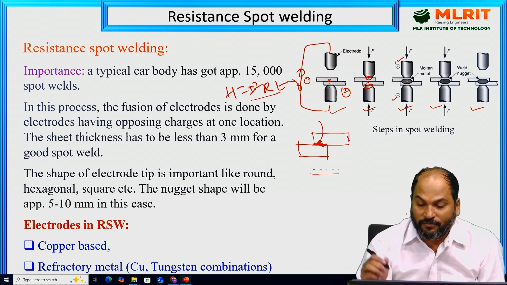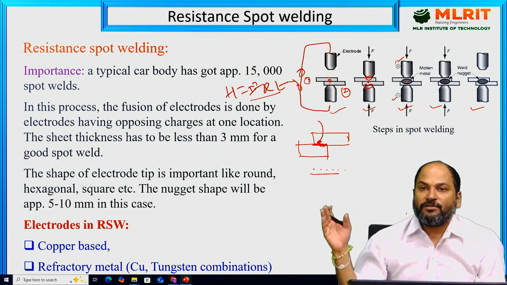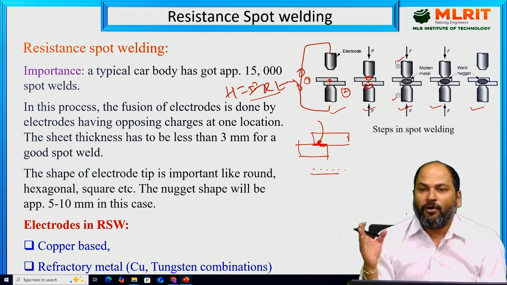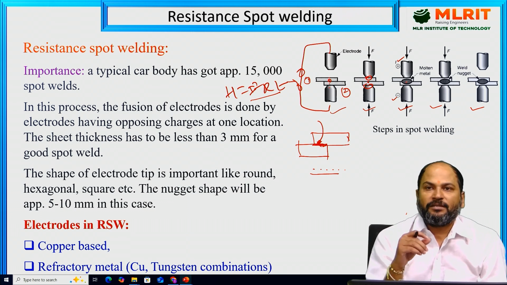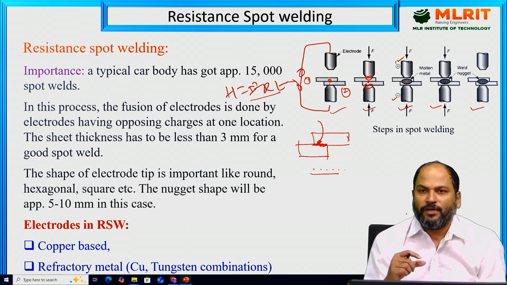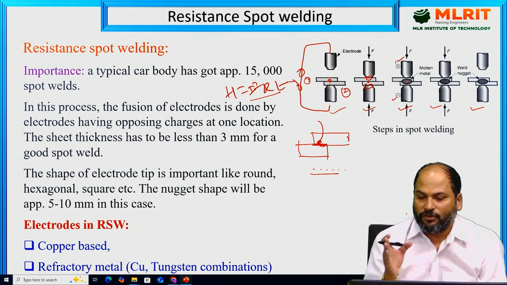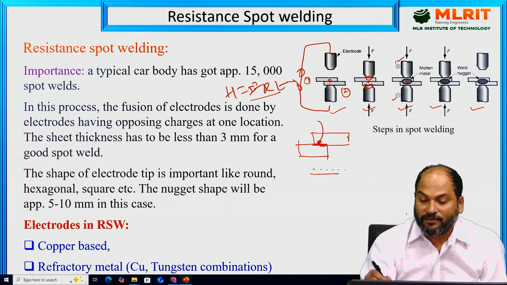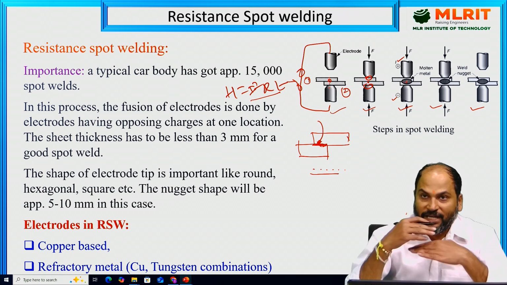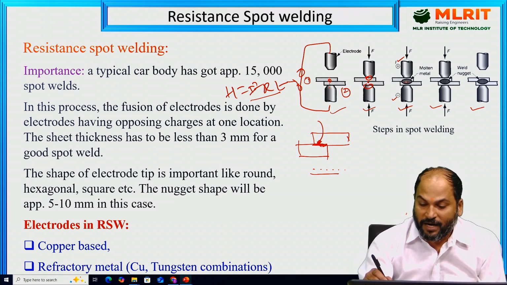Here the part will be. Okay, so what will happen? Once we turn the machine on, we have already fixed what material we are going to weld and what thickness. Accordingly we have chosen the current, and accordingly the time for which we are going to weld, and accordingly heat will be produced over there. Once heat is produced, the part in contact with the electrode will be melted.